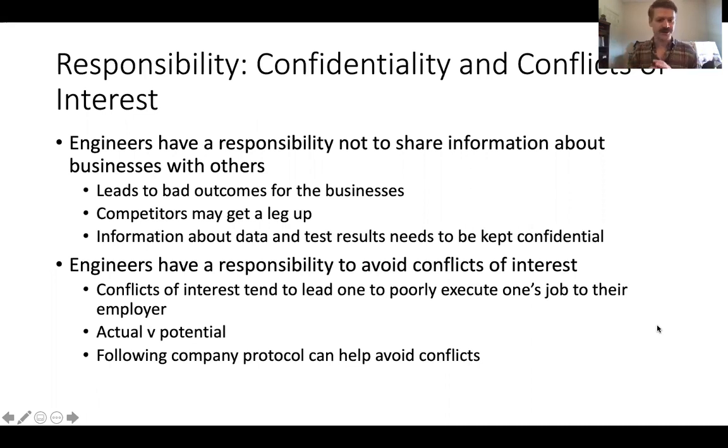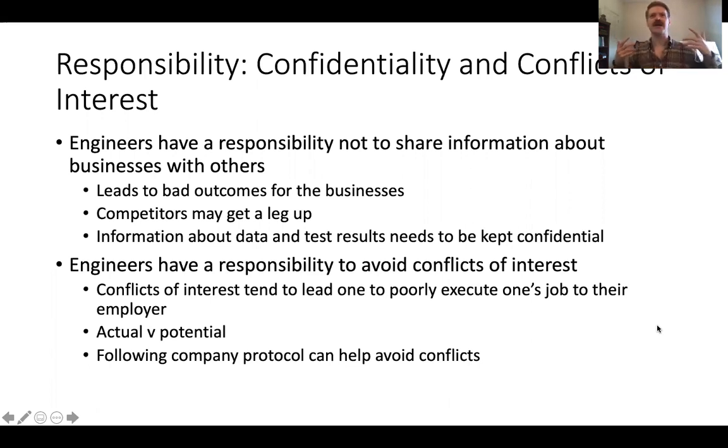Secondly, an engineer has a responsibility to avoid conflicts of interest. So basically, the idea here is that if an engineer has two incentives that are mutually exclusive with one another, well, then the engineer may shirk a responsibility to their primary client or to their employer, and as a result, execute their job poorly, right?